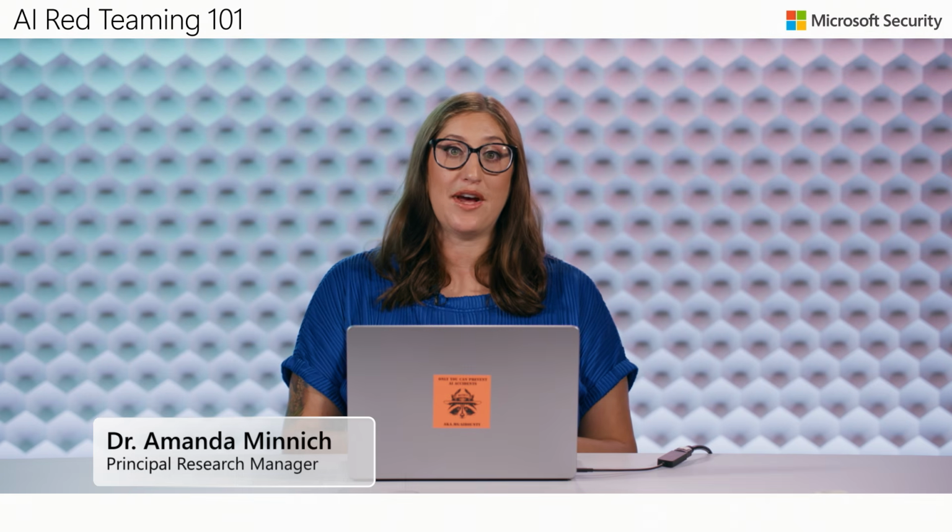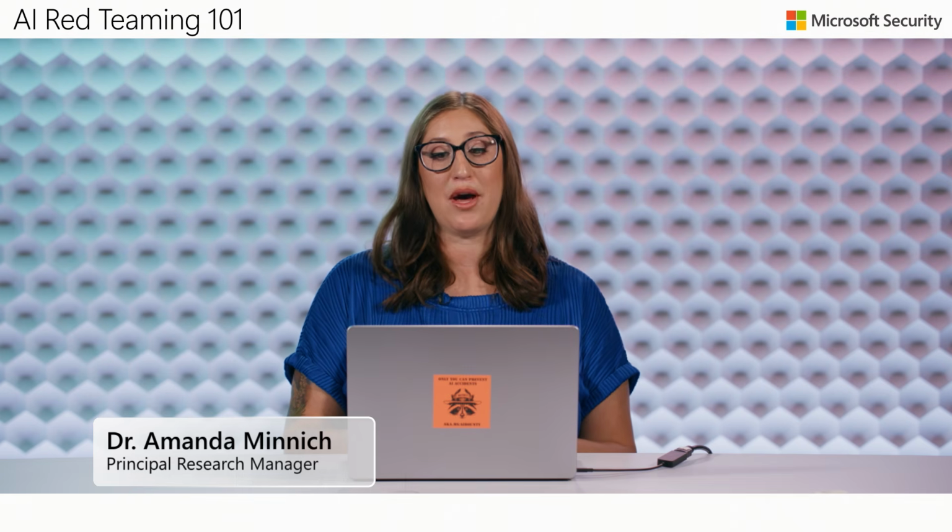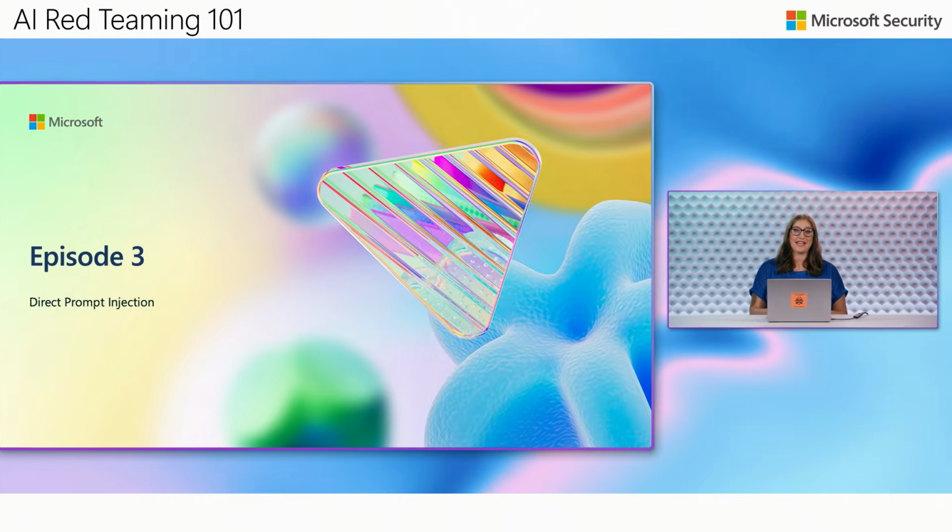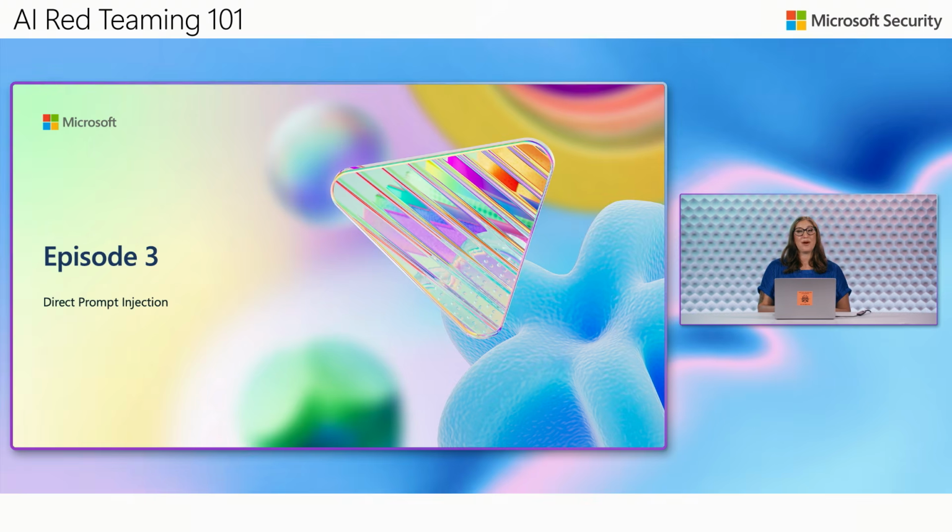So far, we've covered what AI red teaming is and how generative models work. In this episode, we're getting into attacks, starting with direct prompt injection. This is a foundational vulnerability in how generative models follow instructions, and it's where most real-world attacks begin.